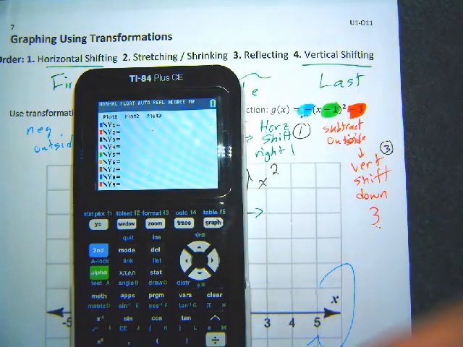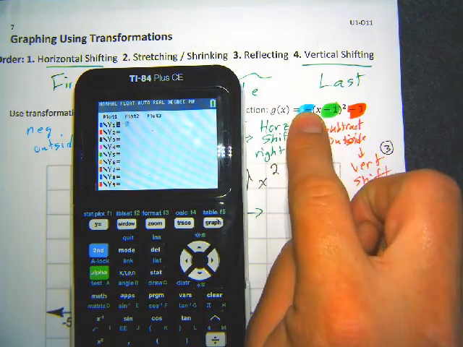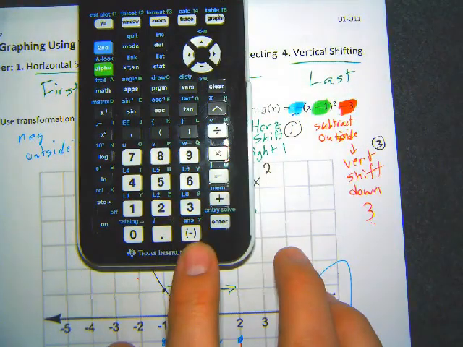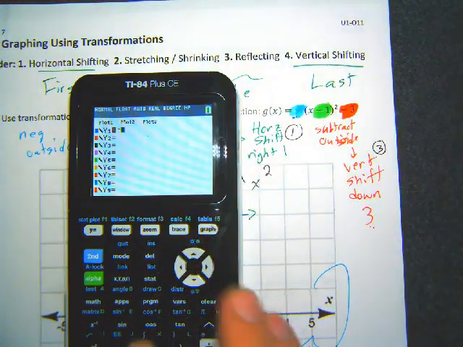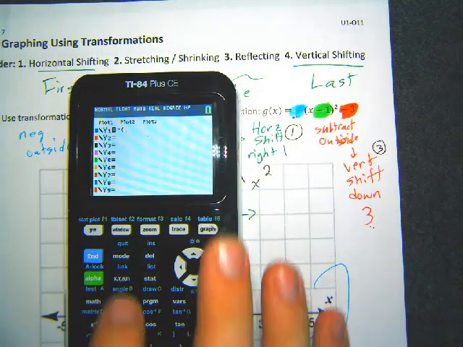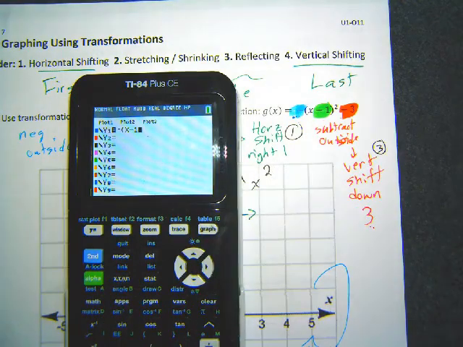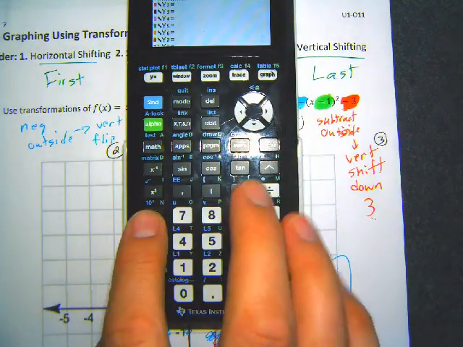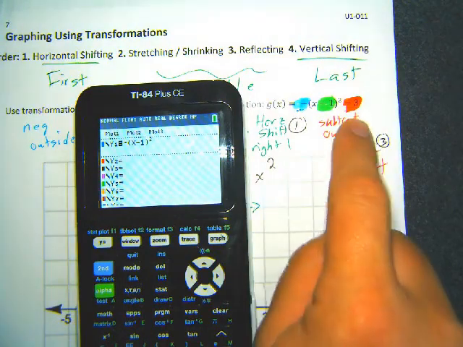So I'm going to type this in. I type the negative, because it's a negative in front. Make sure you're using the negative button and not the minus button. So negative parentheses, x minus 1. Close that parentheses, and then this is squared. So I'm going to use my squaring button right here. And then I'm going to take that and subtract 3.